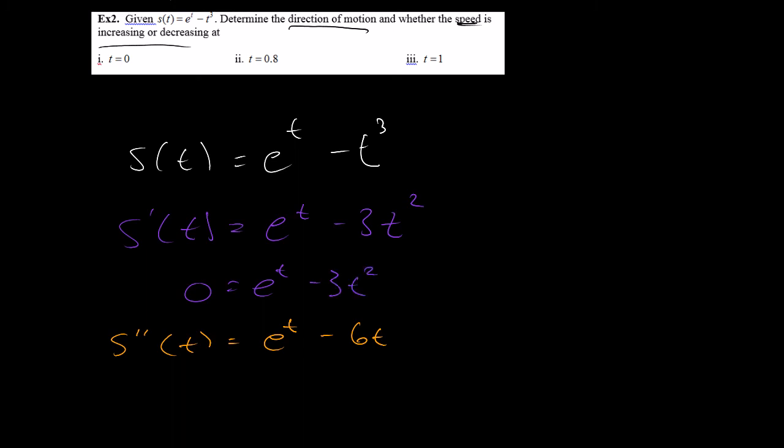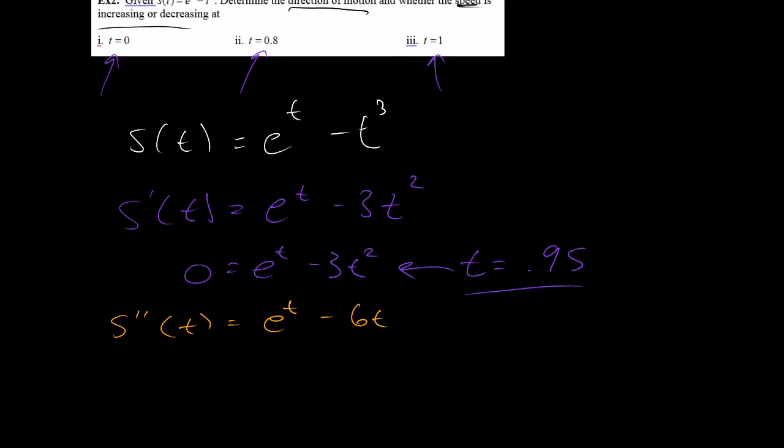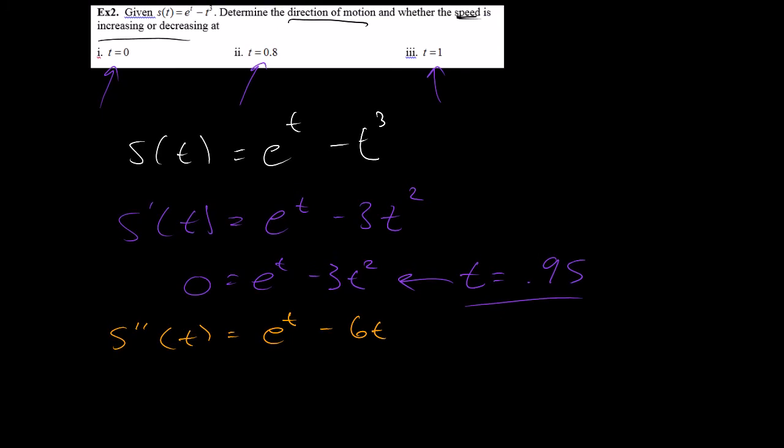So instead of looking for that, I'm going to pull out my calculator. I'm going to y equals, I'm going to type in e to the x minus 3x squared. Then I'm going to go to second graph, so my table function, and I'm going to find out what value gives me a y value of 0, and that's going to be around 0.95. So when t is 0.95, this is equal to 0. So that's going to be my critical number if we're looking for that. But we're not. We just need to look at our 0, our 0.8, and our 1. So we need to figure out if it's increasing or decreasing at those points there.